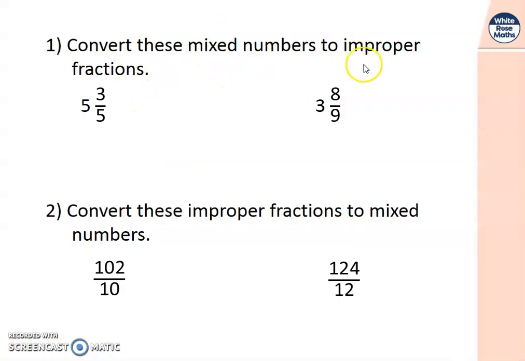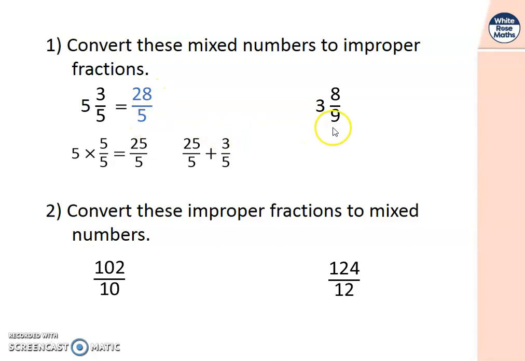Number 1, convert these mixed numbers to improper fractions. Let's have a look at what we need to do. First of all, we do 5 times 5, which is 25, and then we add the other 3 on. 25 add 3 is 28, 28 fifths. Let's use the same method here. 3 times 9 is 27, add on the 8, and that makes 35 ninths.